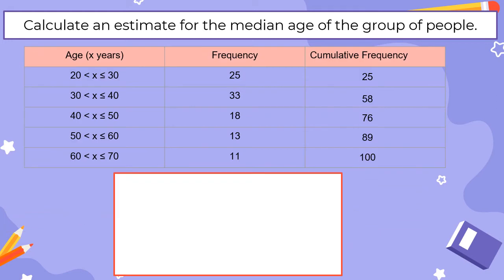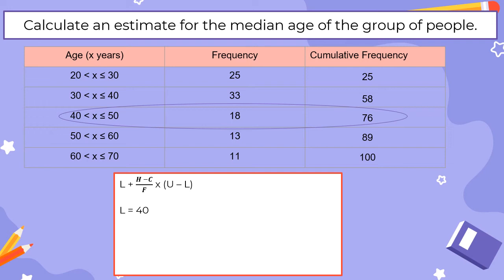So next, calculate an estimate for the median age of the group of people. Since we have the frequency and cumulative frequency, let's now use the formula, which is L plus (H minus C) over F, multiplied by (U minus L). For L, we're going to use the median class, or the middle value, which is 40 to 50, or x is greater than 40 but less than or equal to 50.